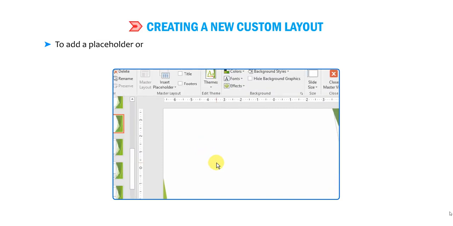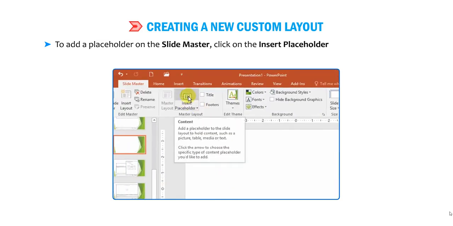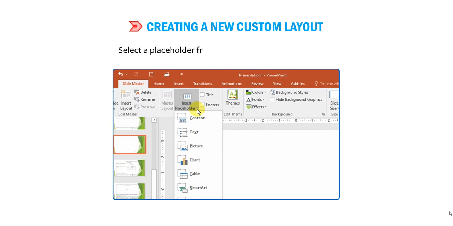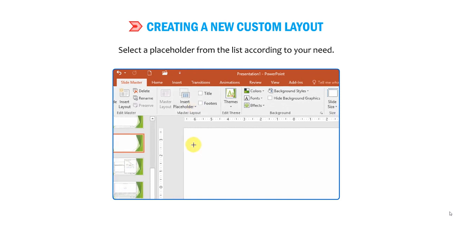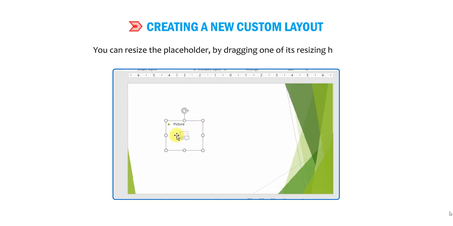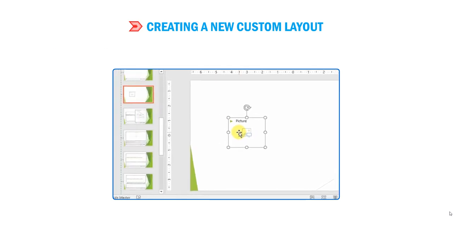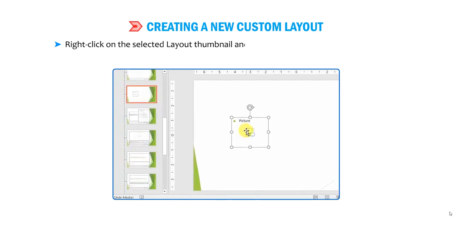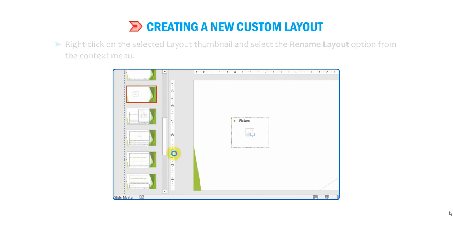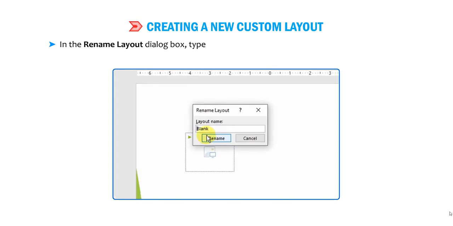To add a placeholder on the Slide Master, click on the Insert Placeholder drop-down arrow in the Master Layout group. Select a placeholder from the list according to your need. Drag the mouse on the slide to position the new placeholder. You can resize a placeholder by dragging one of its resizing handles. Right-click on the selected layout thumbnail and select the Rename Layout option from the context menu. In the Rename Layout dialog box, type a new name that describes the new layout you have customized.